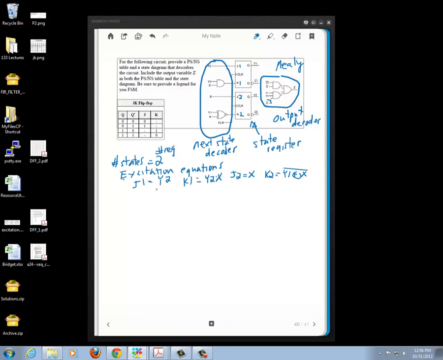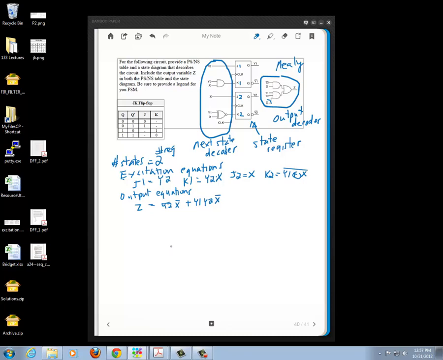Alright, so we wrote down our excitation equations. We can also now write down our output equations. We only have one output, Z, which is a Mealy output. Z is equal to Y2 naught X naught, or Y1 Y2 X naught. So we just looked at what the circuit logic was to write down our equations.